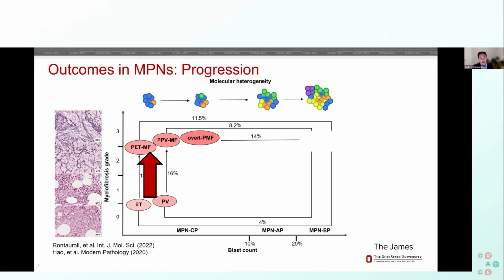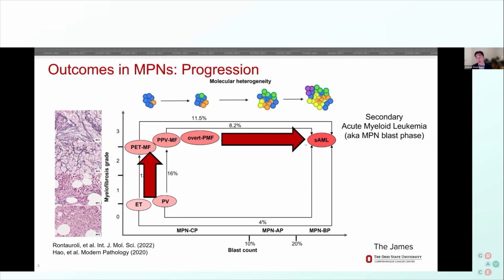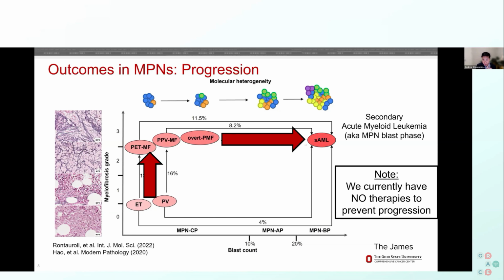When we get to the myelofibrosis stage, you can acquire many more mutations outside of JAK2, CALR, and MPL, and that leads to a lot of instability, also leading to another condition called acute myeloid leukemia, or blast phase myeloproliferative neoplasms. That's a condition that's very, very challenging to treat. And soberingly, we don't have any therapies in 2024 that meaningfully prevent progression in either of these axes, for fibrosis accumulation or for progression to acute leukemia.